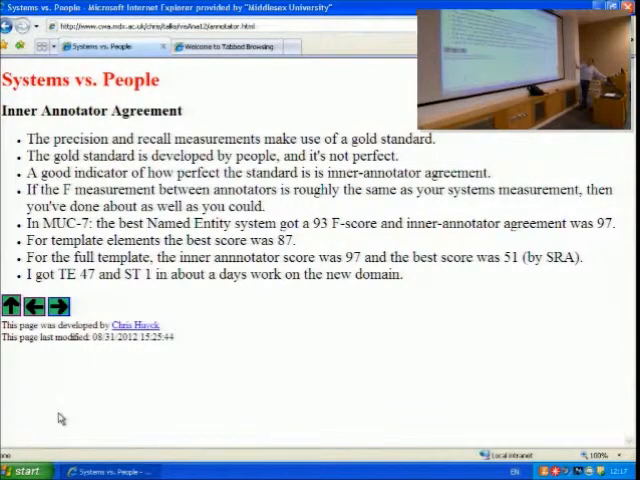So the F measure multiplies precision times recall, right? So it combines the 2. It's hard to get both good precision and recall. If the F measurement between annotators is roughly the same as your system's measurement, then you've done about as well as you could. So if you're doing a text extraction task and you get 47 on an F measure, that might be really good and it might be absolute rubbish, right?